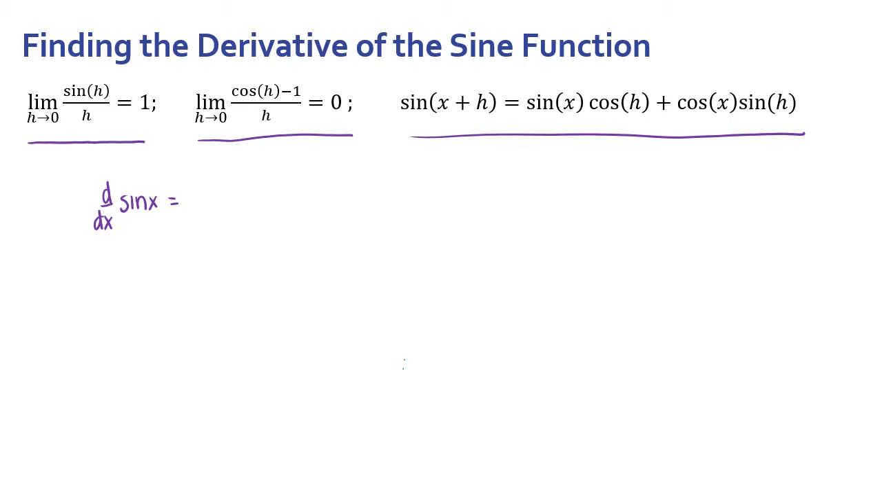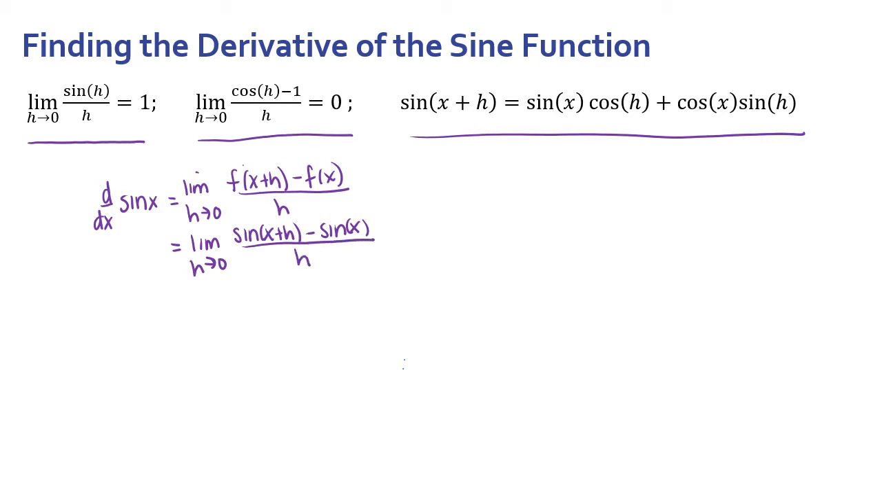If we go back to our basic definition of a derivative, it's the limit as h approaches 0 of the function evaluated at x plus h minus f of x, all over h. So that becomes the limit as h approaches 0 of the sine of x plus h minus the sine of x, all over h.